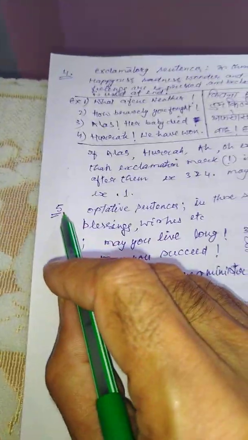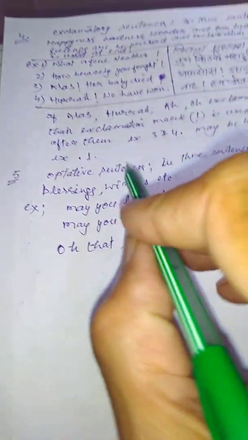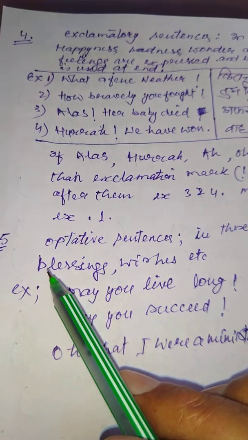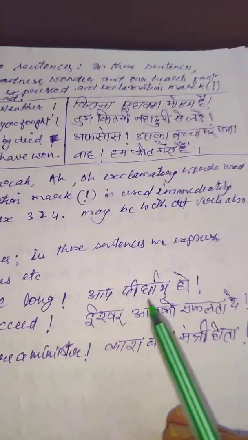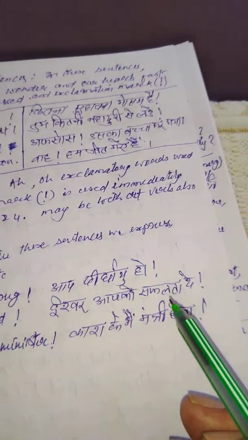And the last one is optative sentences. Optative sentences, fifth type of sentence. In these sentences, we express blessings, wishes, etc. See the examples. May you live long. आप दीर्घायु हों. May you succeed. ईश्वर आपको सफलता दे.